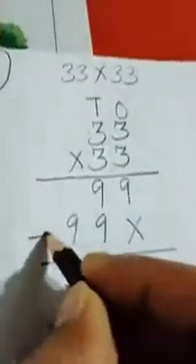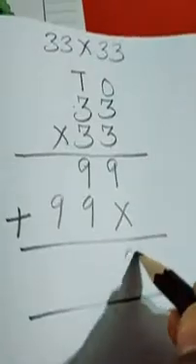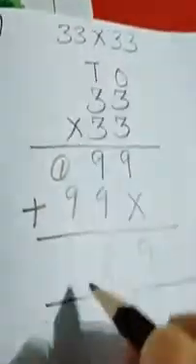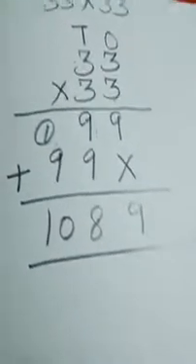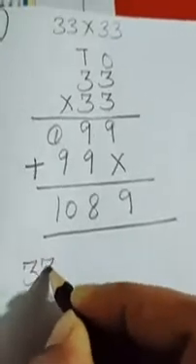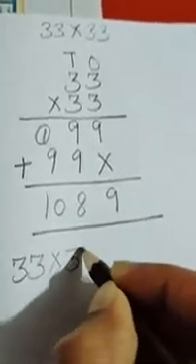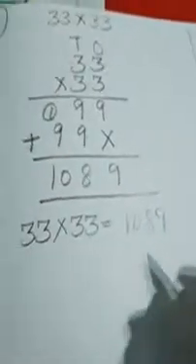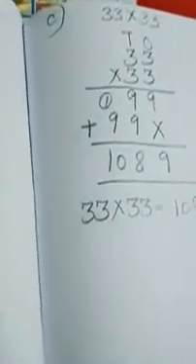Yes, then we will add these both. Here 9, here 9 and 9, 18, 1 carry, 9 and 1, 10. So the product we got is 1089. 33 multiplied by 33, the product is 1089. Yes students, now I will tell you H part.